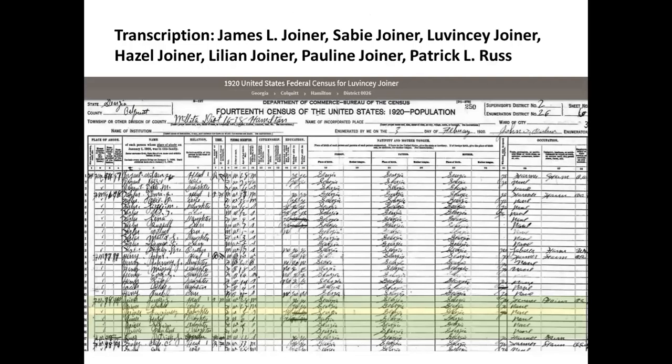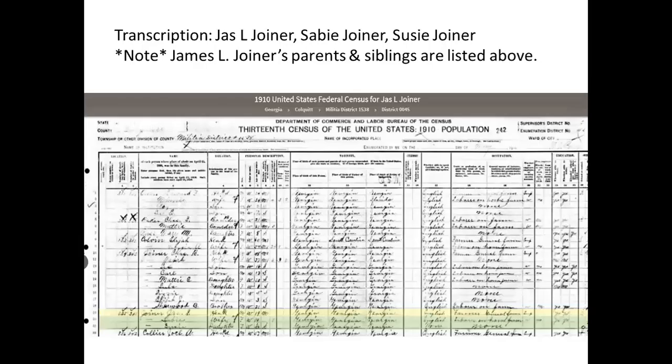So again, I'm working my way backwards. This is the 1920 census. And this one, if you notice, they have spelled my great-grandmother's name very interestingly. The handwriting is quite different, however. So here they have James L. Joyner, they have Saby Joyner, Levincy Joyner, Hazel Joyner, Lillian with one L, Pauline Joyner, and then Patrick L. Russ Joyner, who was actually Saby's brother, I believe. And then this one, which is very difficult to read.